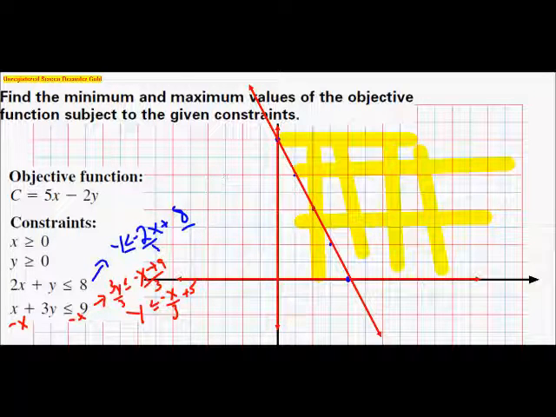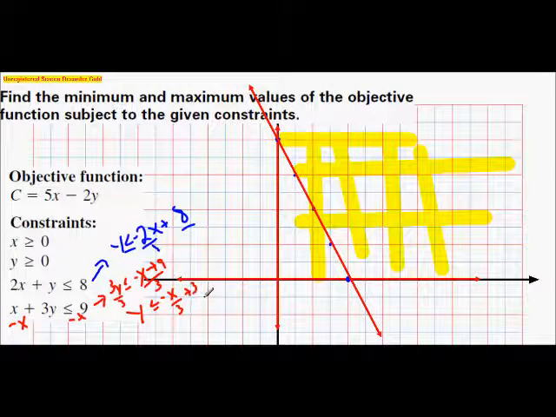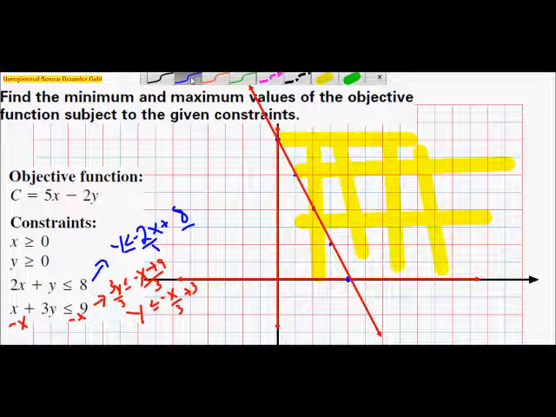Let's undo that so we can actually read it. Negative x over 3 plus 3, right? I got that 3 because 9 divided by 3 is 3. All right, so let's graph this line or this inequality. So y is less than or equal to negative x over 3 plus 3.